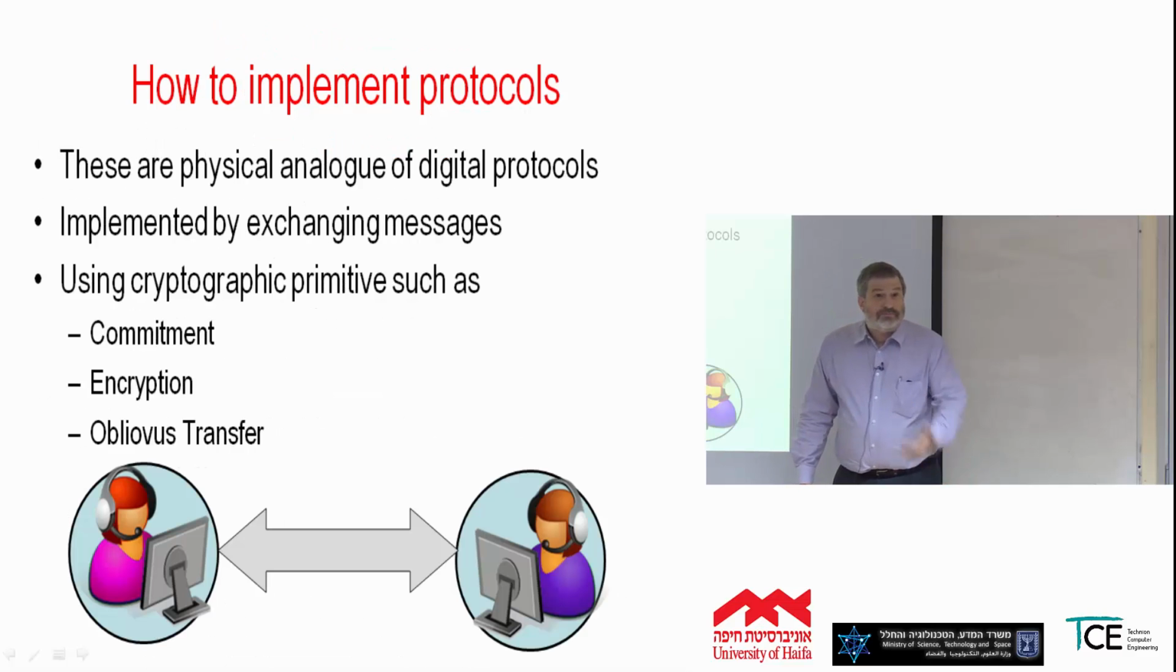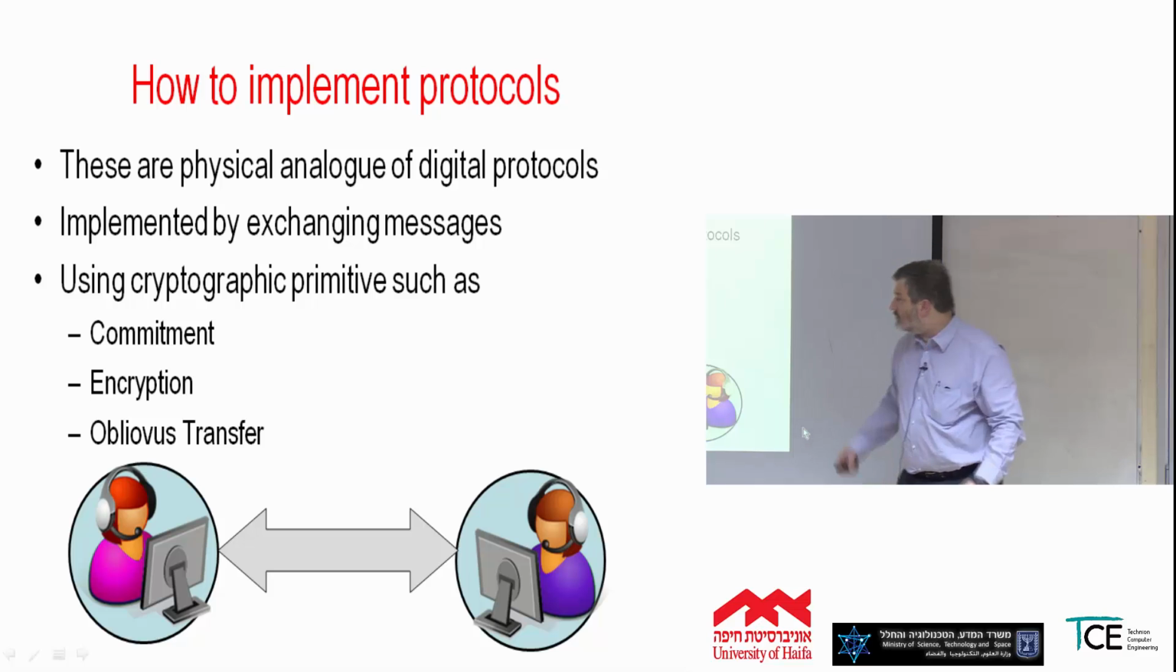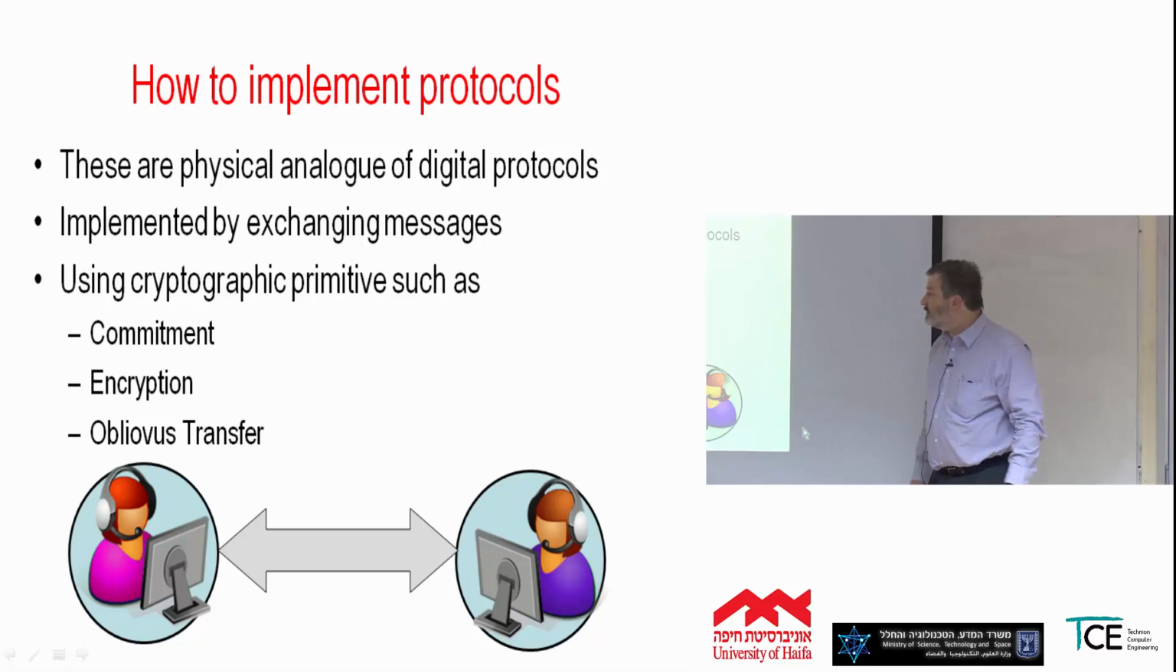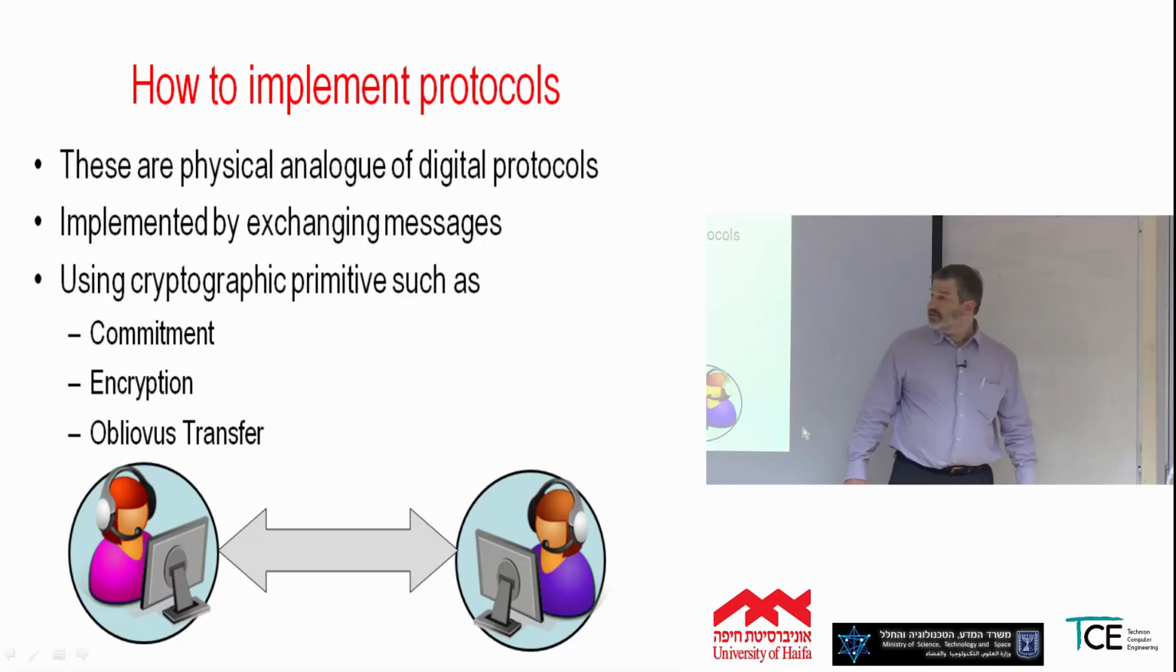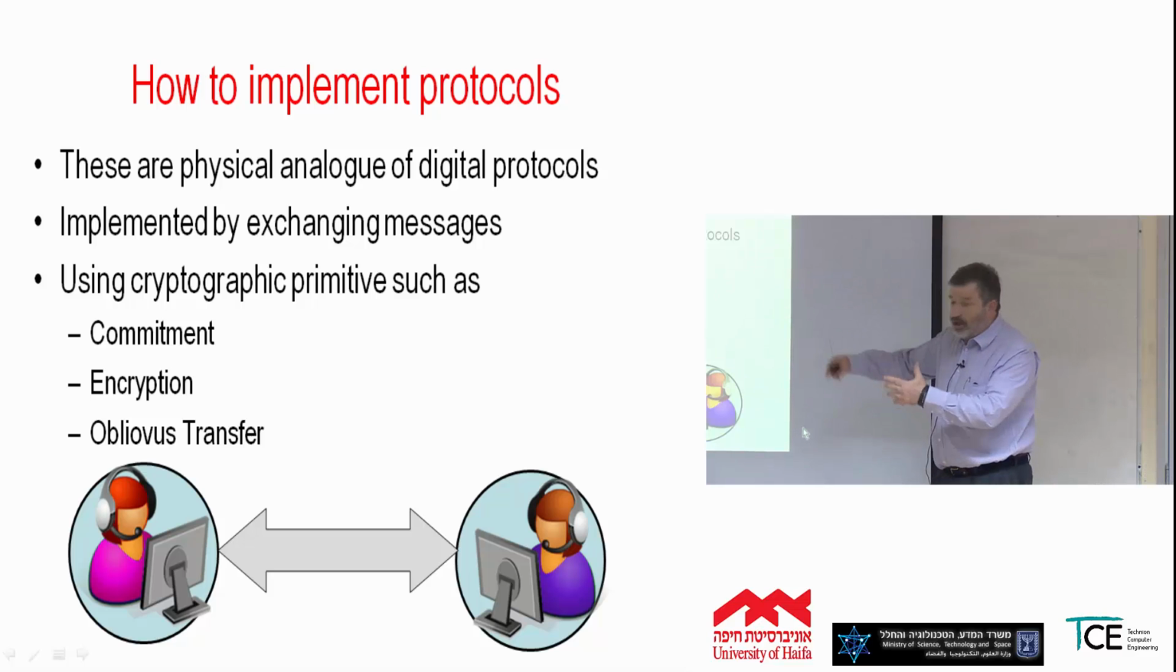So this was a physical analogy. How do we actually implement it? We can implement them more or less directly by exchanging messages. So Paul and Veronica don't have to be in the same room. And all the things I described before, you can implement using commitments, encryption, and oblivious transfer. You don't really need oblivious transfer for proving zero knowledge. You just need commitments. But perhaps to implement the protocol the way I described it, you do need oblivious transfer.